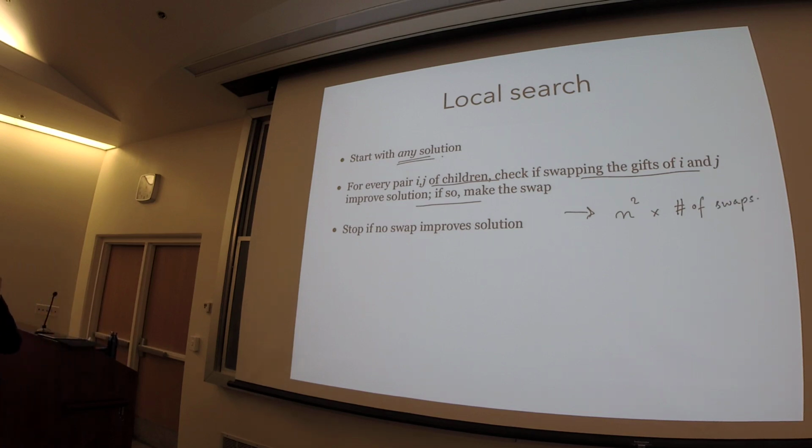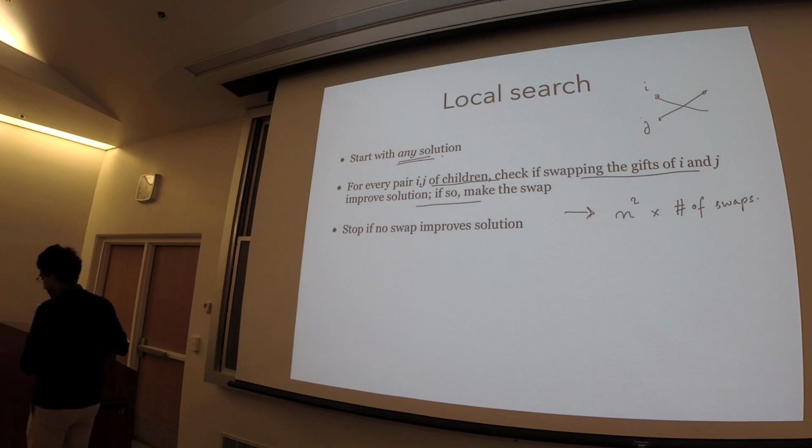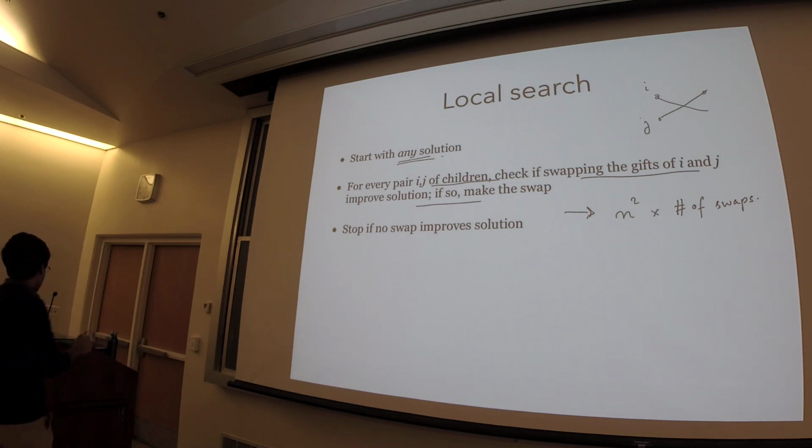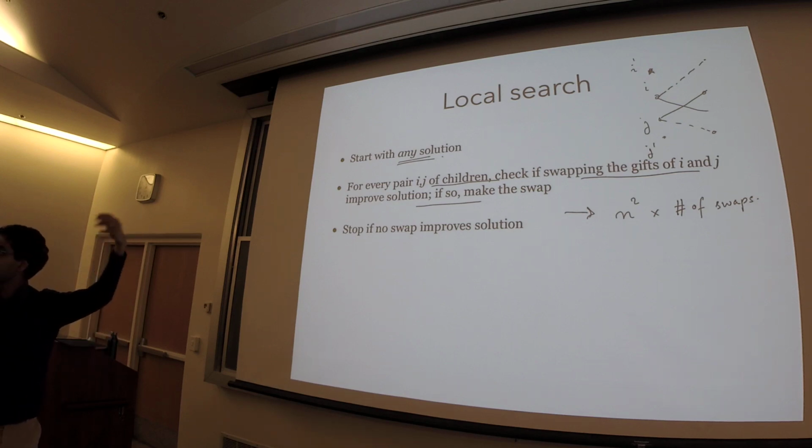Because note that it's not enough to check each pair only once, right? Because what could happen is that you have this child i and j pair. Okay. So i and j maybe get swapped at some point, but then maybe i gets swapped with somebody else. So some i prime, j gets swapped with somebody else. Okay. And now i gets assigned what i prime used to get assigned, and j gets assigned something else. And now maybe swapping i and j will again improve it.